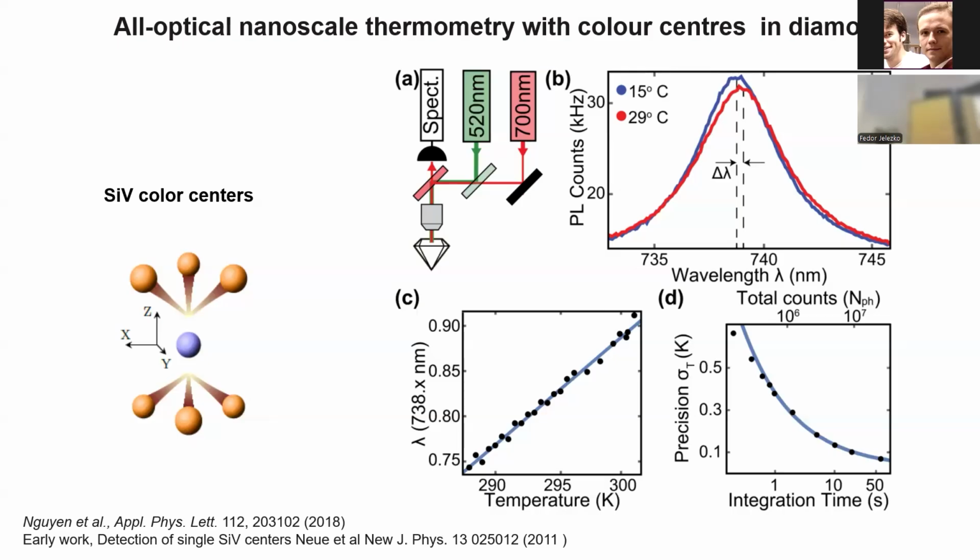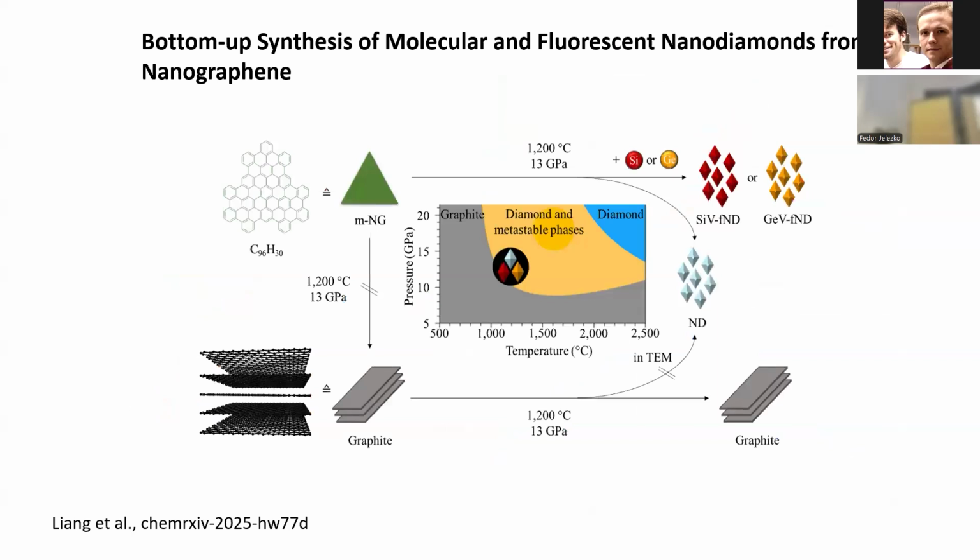So here you have a shift of one wave number on about 300 wave number width line, so about 0.3% per degree. So the method itself is less sensitive, but it's very simple. We can track this fluorescence emission without applying any microwave, and this simplicity also provides an important application area.